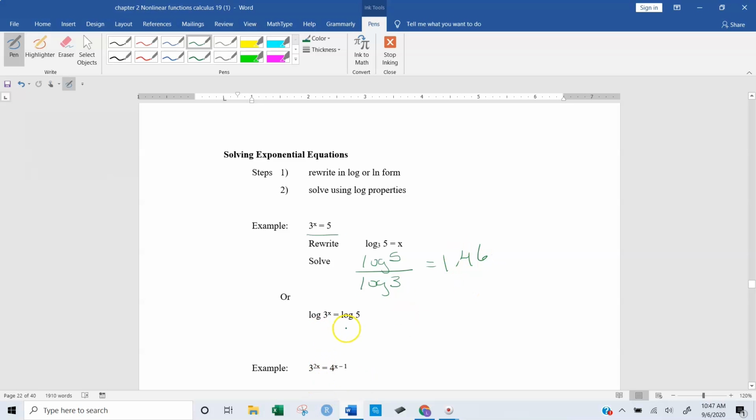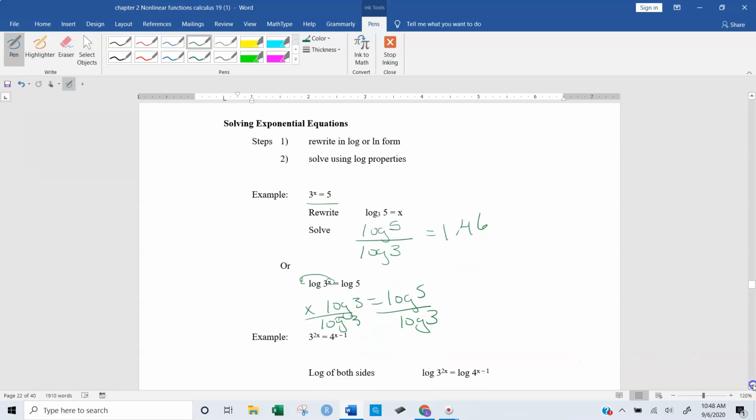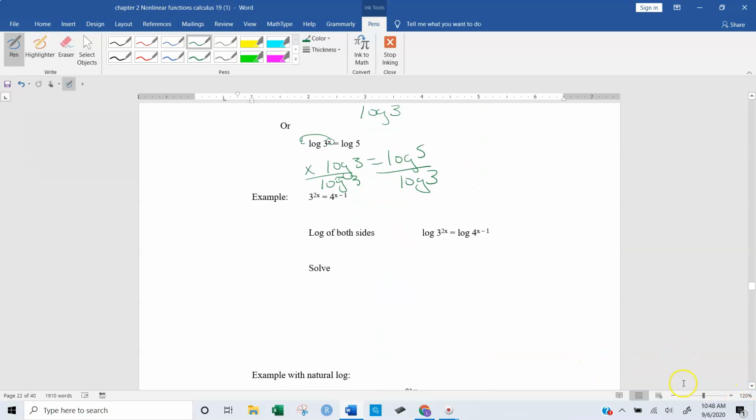Okay, the other way to do this is to take the log of both sides of the equation. When you do that, then the x goes down in front using our rules. So now we have x log 3 equals log 5, and then you divide by log 3. And we are at the exact same place, and that's why our change of base formula actually works. Kind of cool, right?